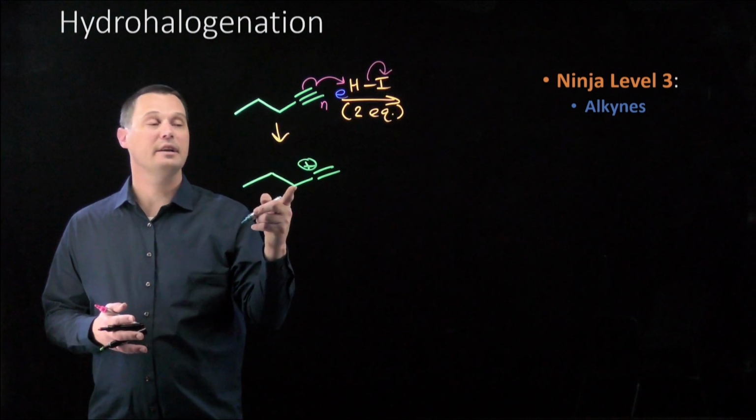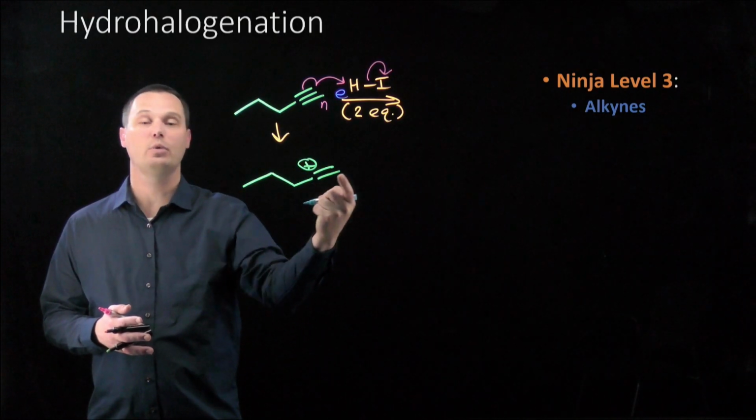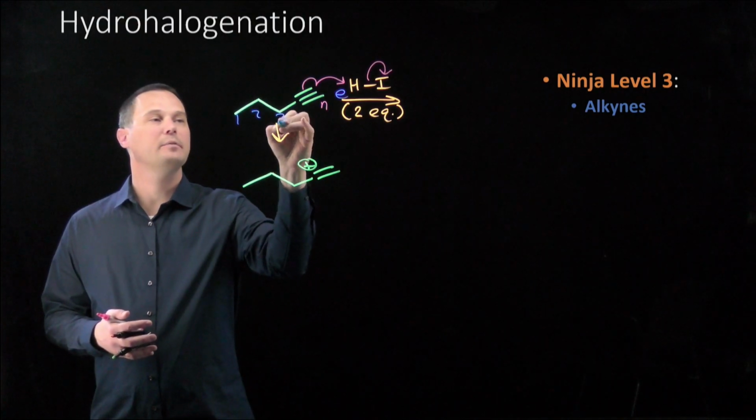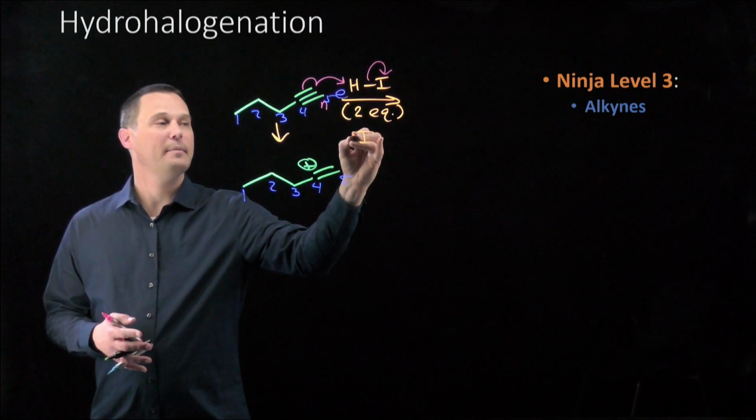Be careful drawing this next resonance contributor. This internal carbon is still sp hybridized. It only has 2 electron domains. It still needs to be drawn linear. Let's check our good questions. We have 5 carbons in our starting material and 5 carbons in our intermediate. The charge is balanced because we have I- as our leaving group.